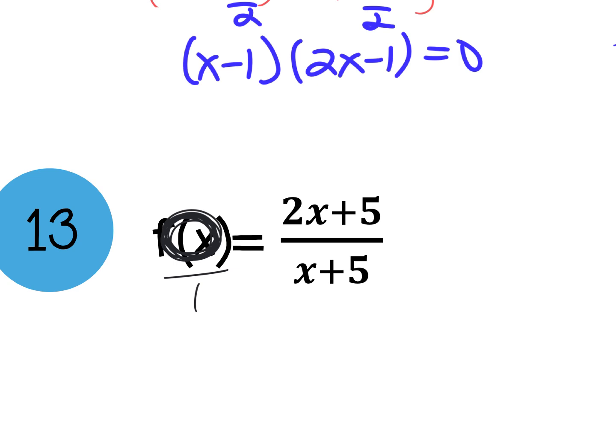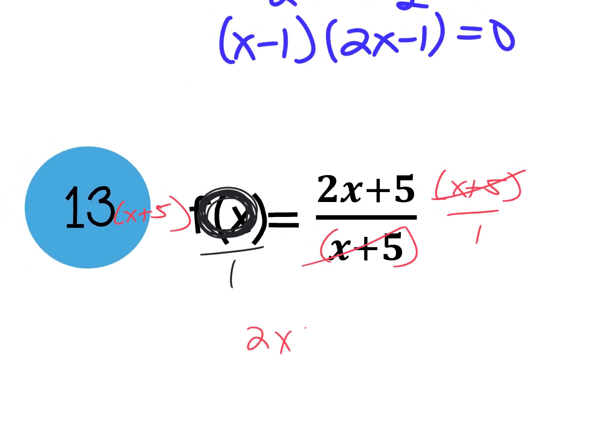Not so much the conjugate, but if there was just a 3 on the bottom, what would you multiply the entire equation by? 3. So since there's an x plus 5 on the bottom, can I just multiply the top over here by x plus 5 and the top over here by x plus 5? Sure. What you do to one side of an equation, you can do to the other. So when I have an x plus 5 on the top and 1 on the bottom, what do they do? They cancel. And then what's x plus 5 times 0? 0. So you just end up with 2x plus 5 equals 0.